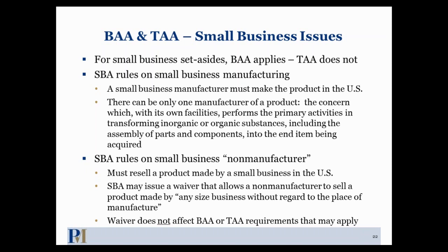Now, the regulations are not explicit about whether, when we say small business set-asides, we mean all types of small business set-asides, or only truly small business set-asides, but not HUBZone or SDVOSB or woman-owned or 8(a). So I think there's a little bit of a gap in the rules there on whether we mean just plain old small business or all types of small business set-asides in terms of BAA.